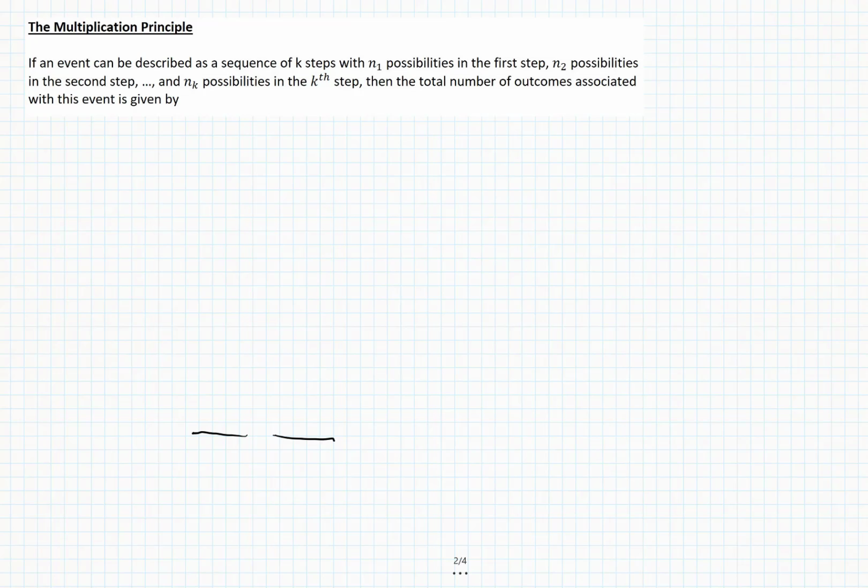And the way we do this, we'll draw some lines here. So we have a first, second, and so on and so forth. You could draw the third and fourth. We have all the way up to the kth step. And in the first possibility, we had n1. In the second possibility, we had n2. And all the way up to that kth step, we had nk possibilities.